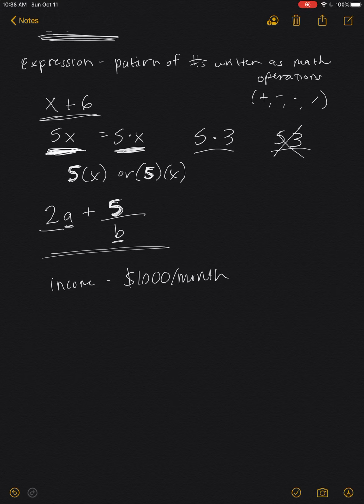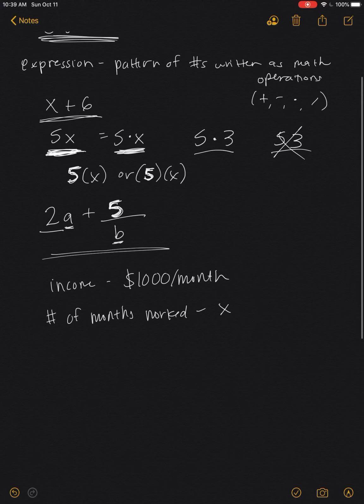So that means every month I get $1,000. This is something that never changes. But something that does change is how long I work at this job. So we can make a variable that's the number of months that we work. That would be X, or you could use the letter M. You can use whatever letter you want, but I'm always going to use X.